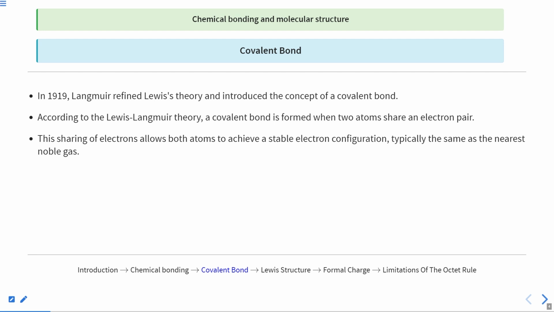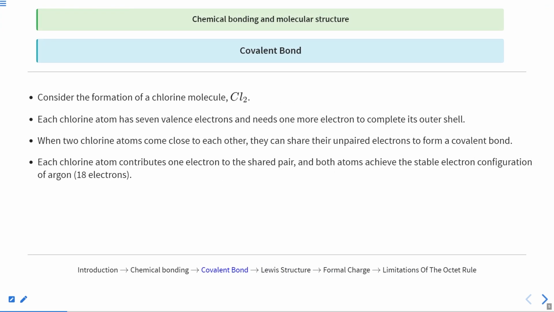According to the Lewis-Langmuir theory, a bond is formed when an electron pair is shared between two atoms. So this is the minimum criteria. This sharing of electrons allows both atoms to achieve a stable configuration, typically the same as the nearest noble gas. You must have seen this earlier: oxygen has 6 electrons, it can gain 2 electrons and attain the noble gas configuration. So it can become stable, right?